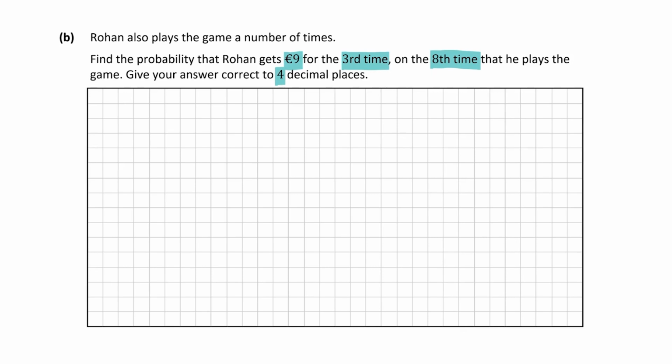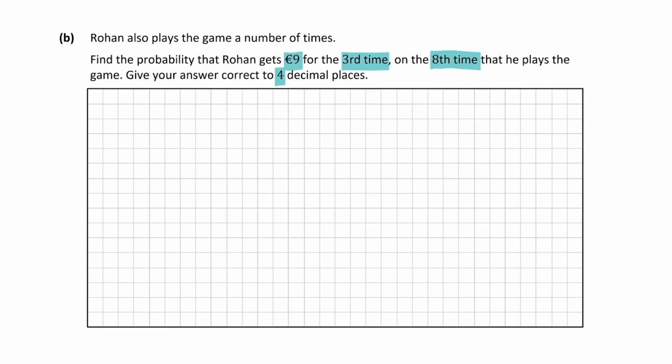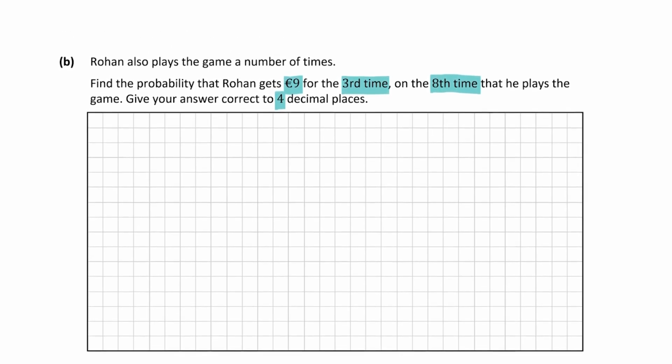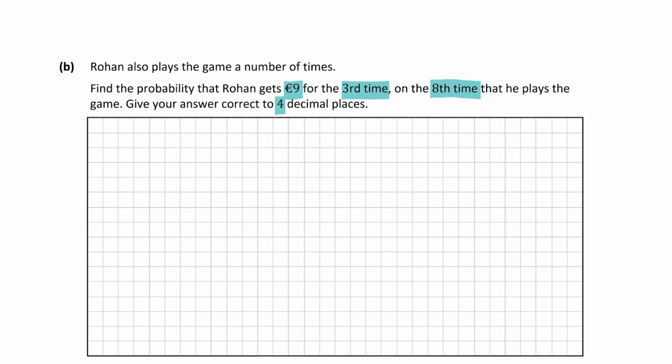So what's that going to look like? We're going to have to use Bernoulli trials. So the formula for Bernoulli trials looks like this. Now it's not on the log table, so it's something that you will have to remember. You should be familiar with it. It is n choose r multiplied by p to the power of r multiplied by q to the power of n minus r. And what do all these letters stand for?